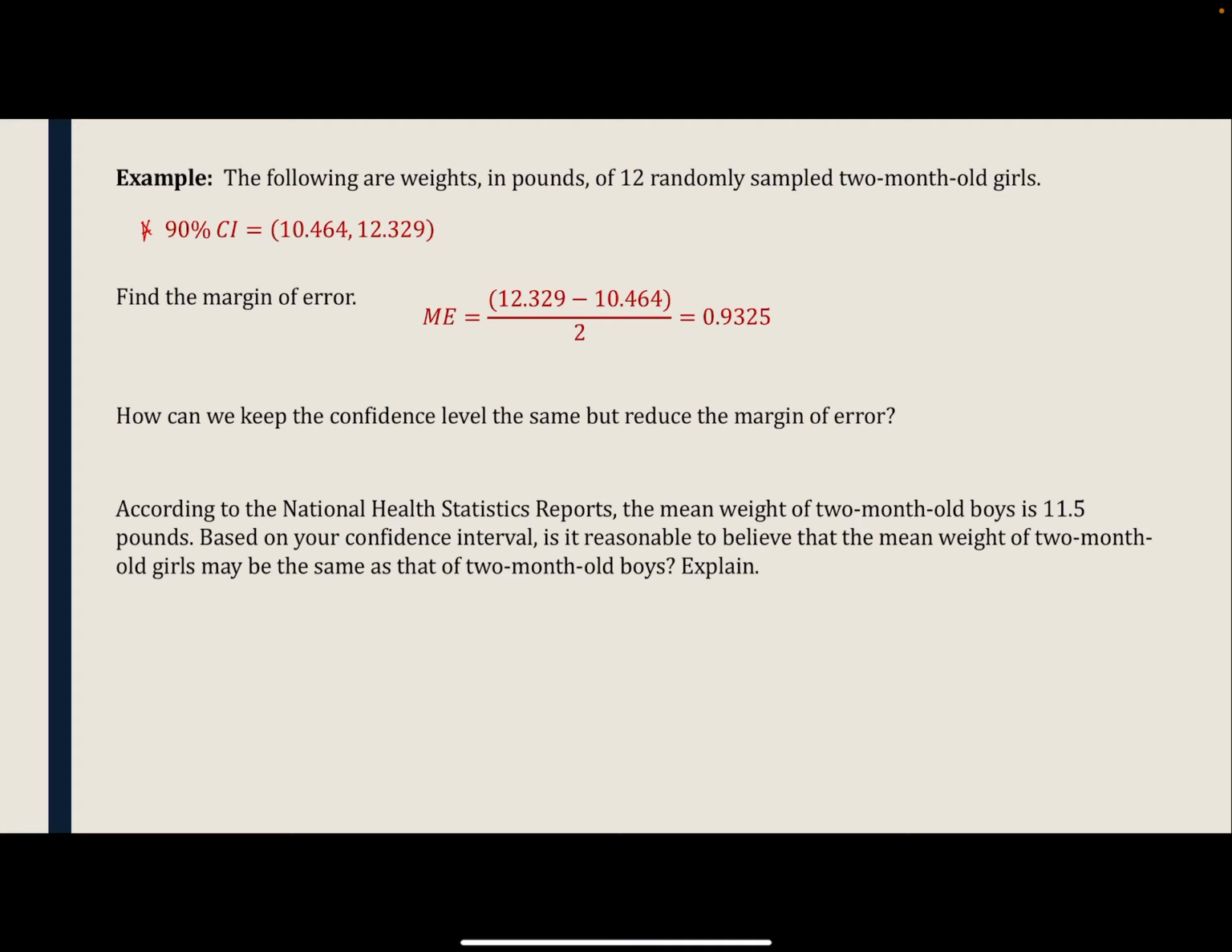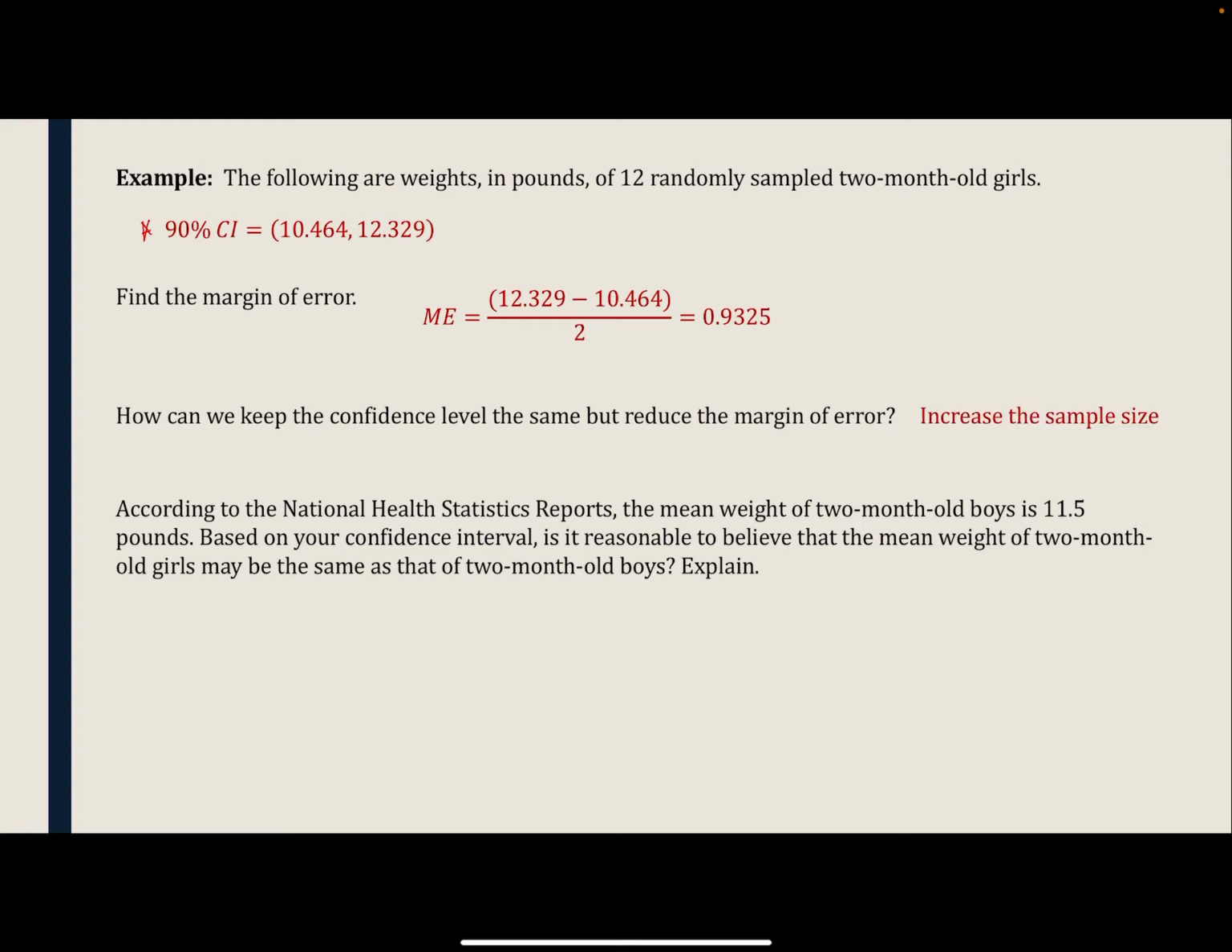So in this case, we have a margin of error of 0.9325. It's pretty big. How can we keep the confidence level the same but reduce the margin of error? So if I want to keep it at 90%, but I'm saying this is a really big margin of error, how can I fix that? Remember that the biggest thing you can do is make the sample size bigger.